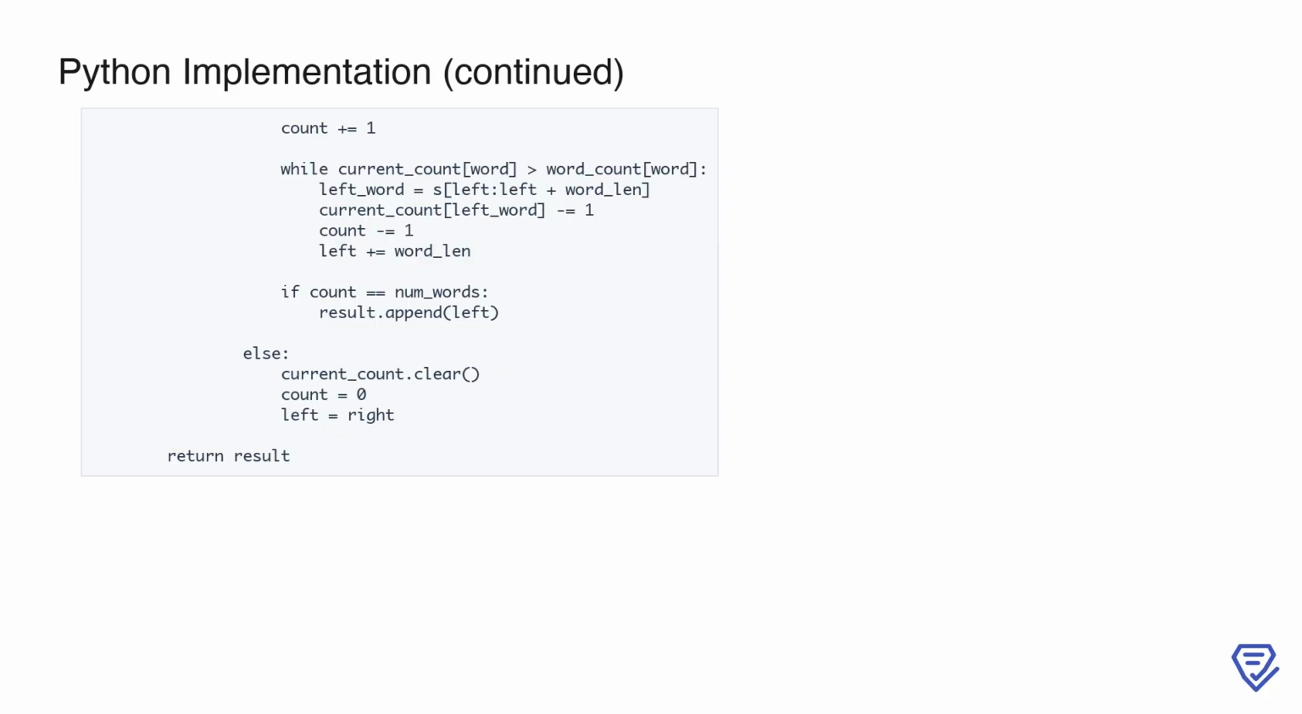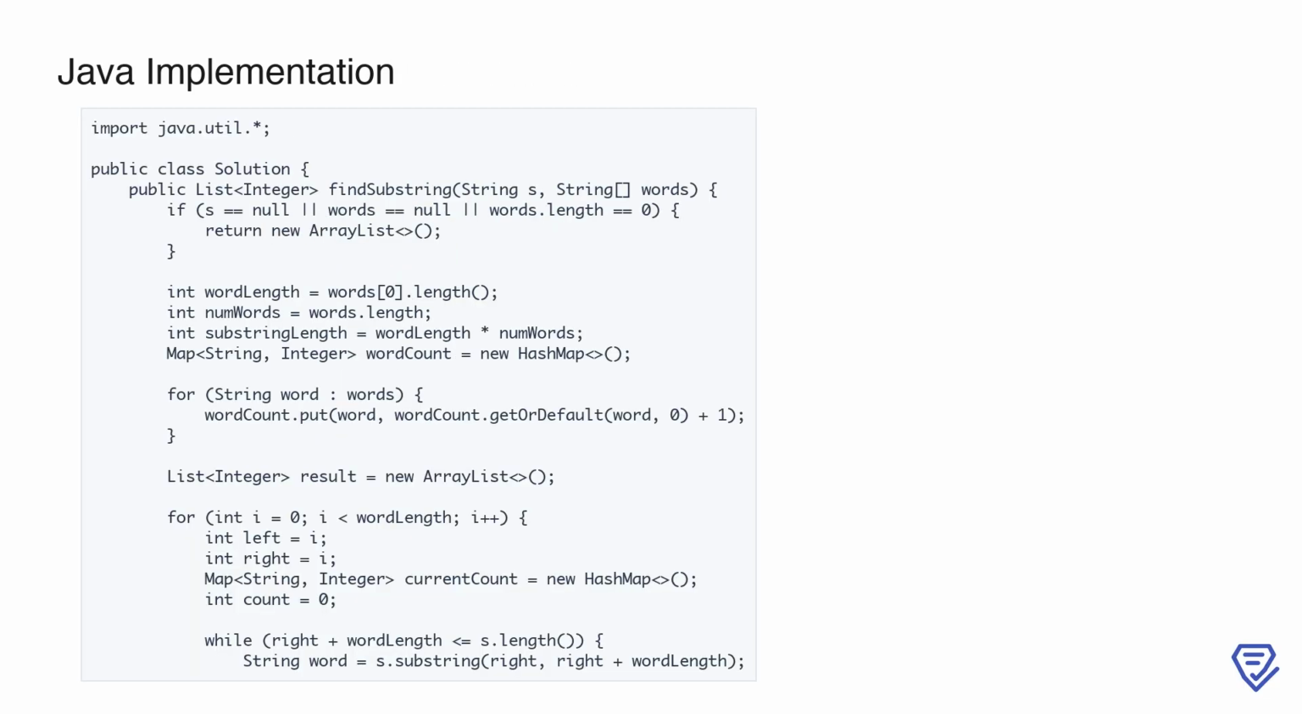Here, we are implementing a solution to find all starting indices of substrings in a given string S that are a concatenation of all words in the array words. To begin, we check for edge cases where the input string or words array is null or empty, immediately returning an empty list if that's true.